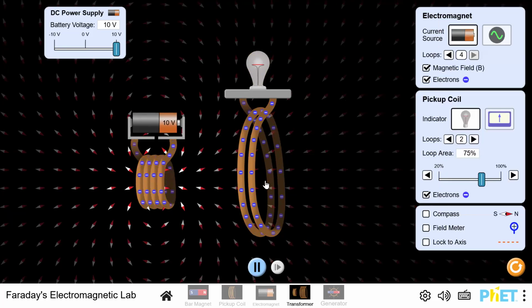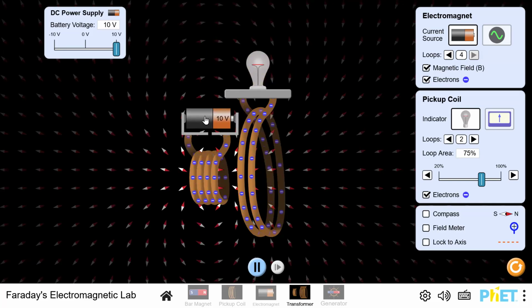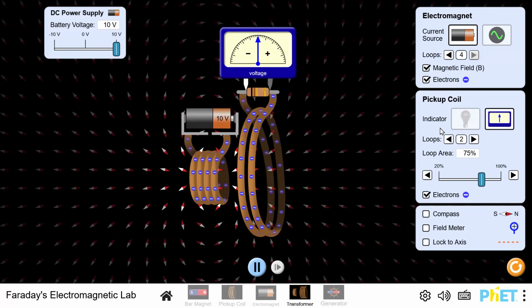If you have more, well, you can see the number of turns on this thing. There's a certain ratio. We have 4 turns here, we have 2 turns here. What we're doing here is stepping down. We have 10 volts here, this will probably make 5 volts. Let's see, got a meter that I can show. No, it doesn't show any.